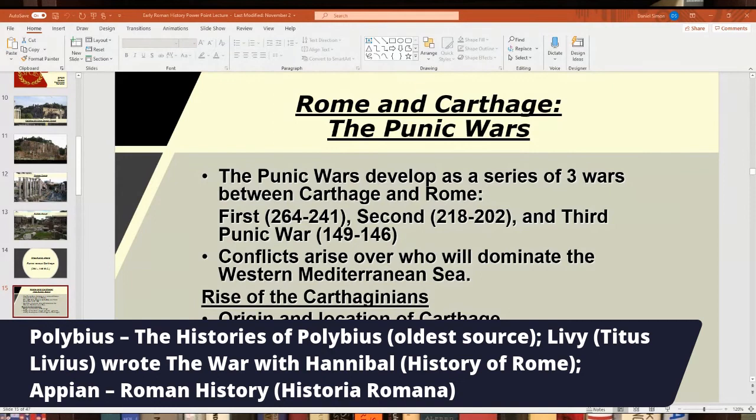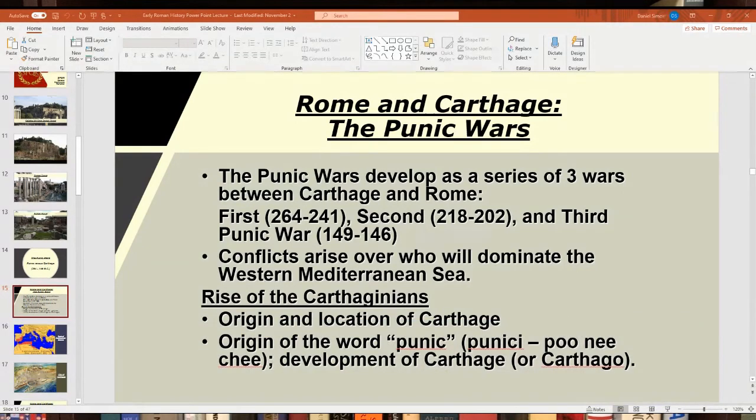And Appian has a series of books called the Roman History, but they go back a little earlier, they date to like the 2nd century Roman Empire. So I think going back to maybe Emperor Trajan or something like that. It's about where they were. So that one's not as, I think, with the war with Hannibal, Livy and Polybius, those are the two oldest sources that really go into, of course, the Romans.